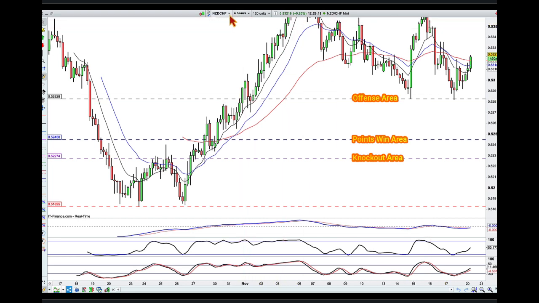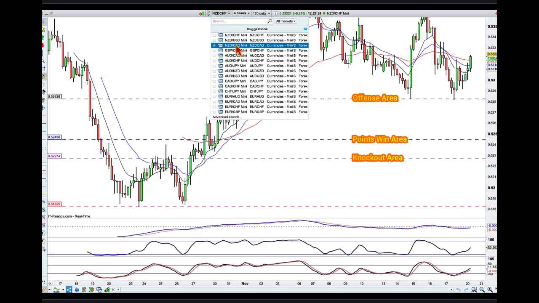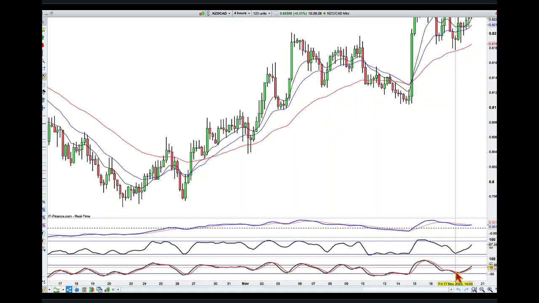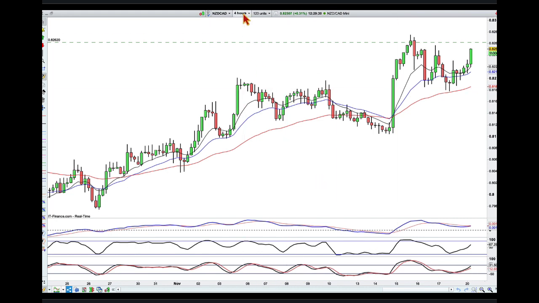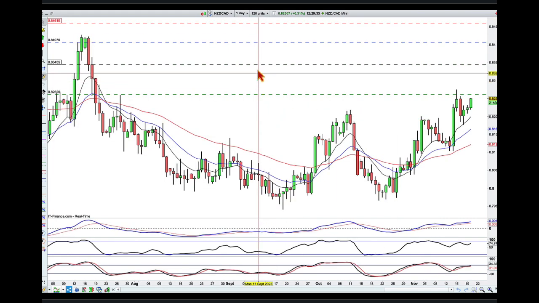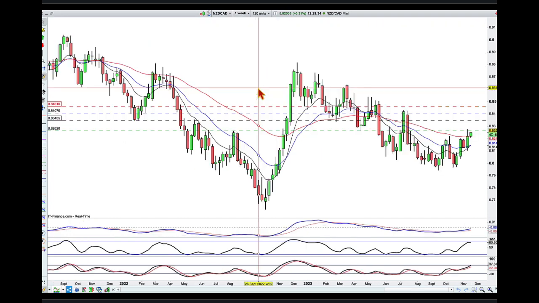One that I actually really like the moves on, but there's just no setup at the moment, is Kiwi CAD. So I'm keeping an eye on this one. Let's bring up the weekly chart, and we can see the turn that happened here. We made a higher low, quite an obvious one. We had these two touches, got broken, and we pushed higher, and we even pinged this previous high. So I like the move. I like Kiwi against the Canadian. I just don't have a setup there yet. So keep a close eye on this one as well.